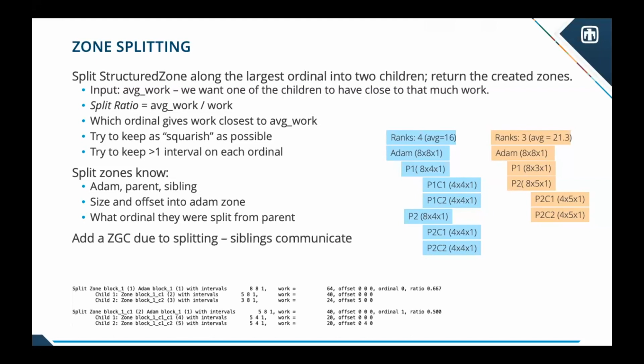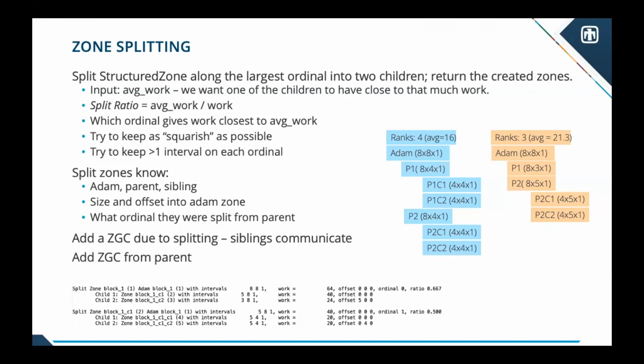And then we add some communication. When you split a zone in half, it has to know how to communicate. Rank 1 would need to know, I need to communicate with my sibling who is over on rank 2. That's where we add these zone grid connectivities, which are abbreviated ZGCs. And that tells the application how to communicate to these other ranks.